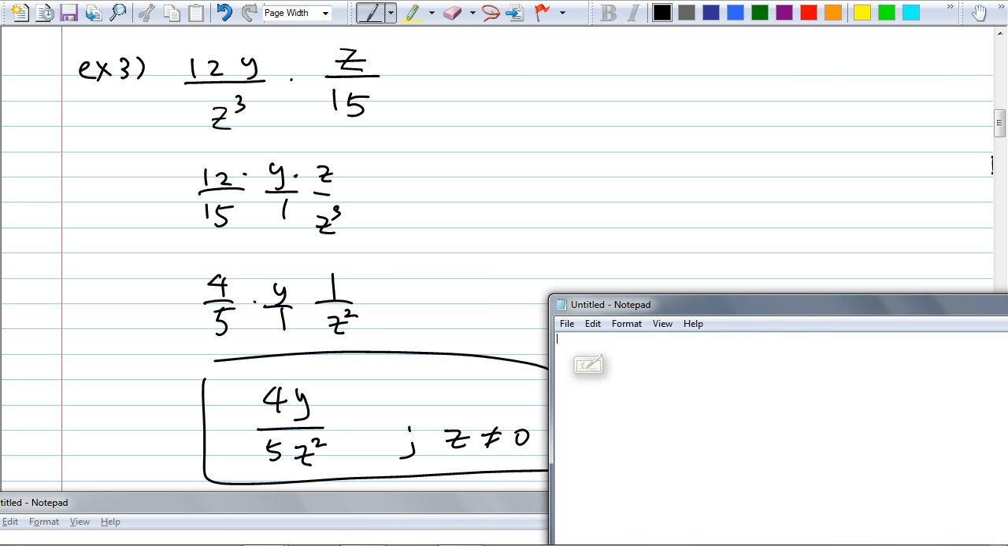How many variables do you have from the original expression on the denominator? Just 1, right? You just have z on the bottom. Do we have to worry about 15 and 1 becoming 0? No. 15 is always 15. 1 is always 1. We don't want z to be 0 because then it will make the whole denominator go to 0. Does that make sense? Any questions? All right, let's move on.